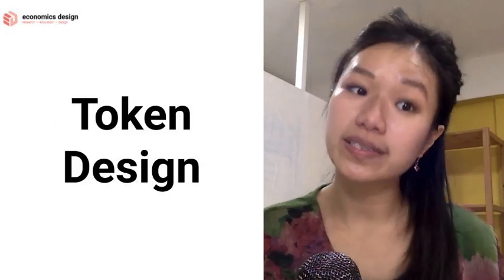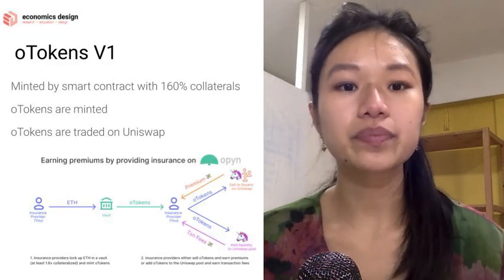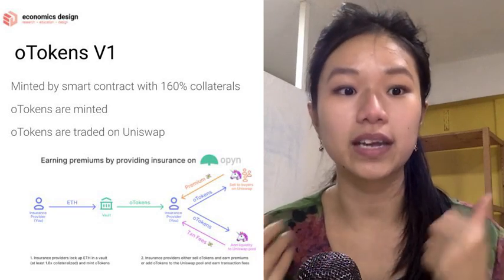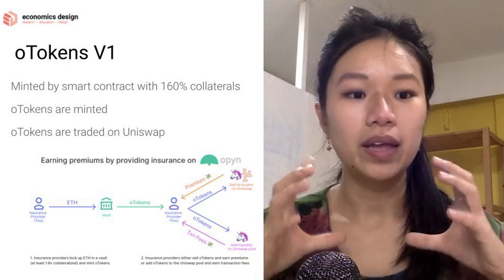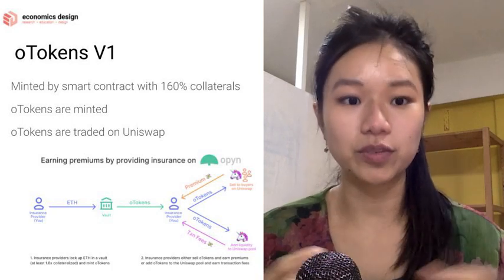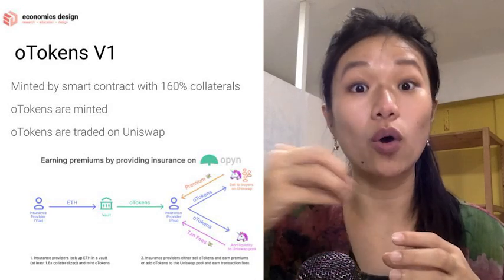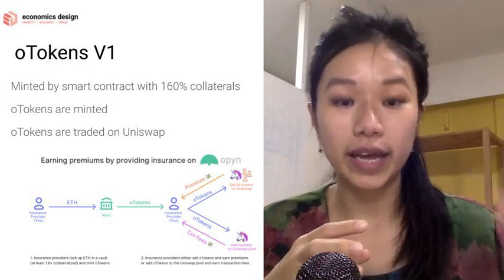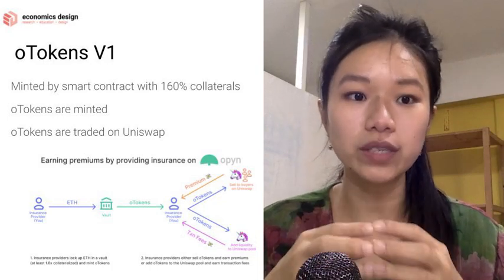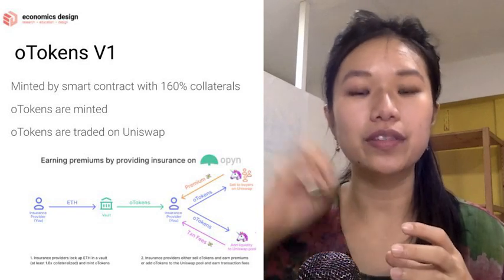Now, what about token design? Let's go back to how the tokens are being minted in version 1. In version 1, it is minted with a smart contract using 160% in collaterals. How it works is that I am a seller and I have ETH. I want to sell ETH options. So I put my ETH in a vault, and the vault will be creating oTokens. So, again, $160 worth of ETH, and then it creates $100 worth of oTokens. These oTokens will be oETH. They're minted and then they're traded on Uniswap.